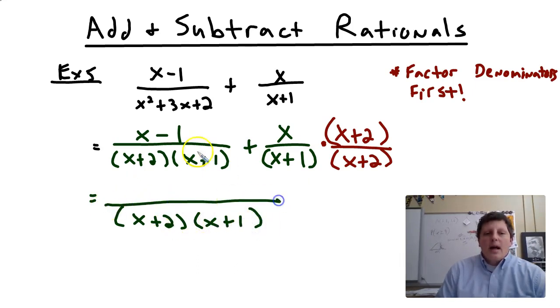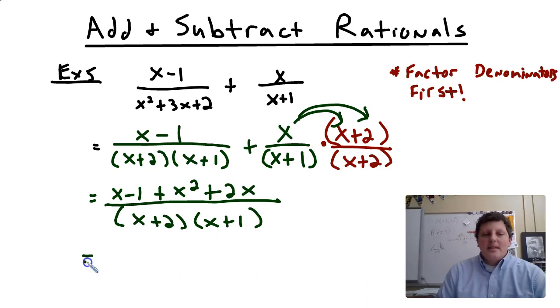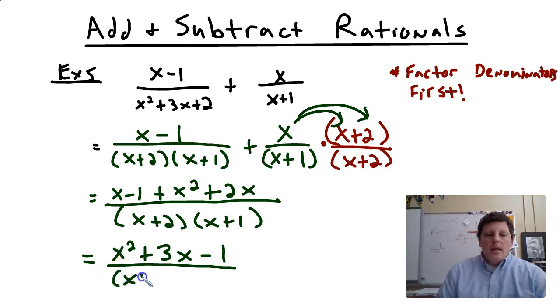In the numerator, I'm going to work this out a little bit. I've got x minus 1 on the left plus, and then I'm going to distribute this x into the x plus 2 that I multiplied up here. So x times x is x squared, and x times 2 is positive 2x. Let's get this in descending order, x squared. We got 1x plus 2x is 3x minus 1 over x plus 2 times x plus 1.